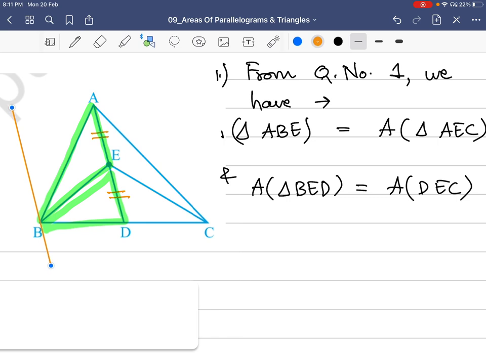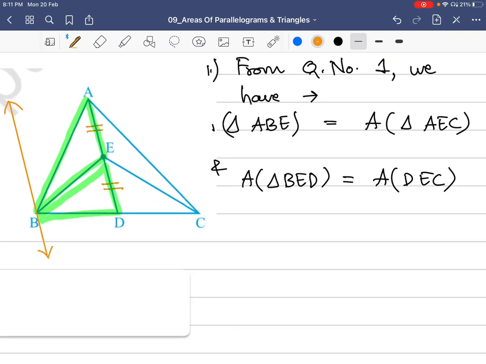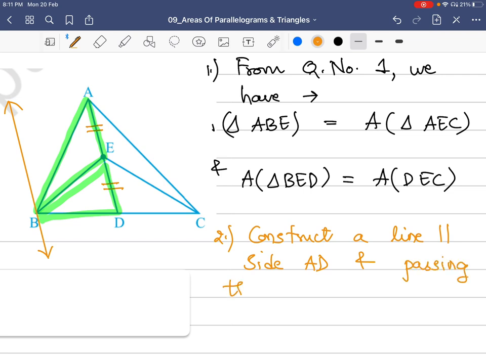Yes. Okay, so this is our parallel line. So this is a construction. Let's make a note of it. So point number 2 is construct a line parallel to side AD. This is important. Parallel to side AD and passing through point B.